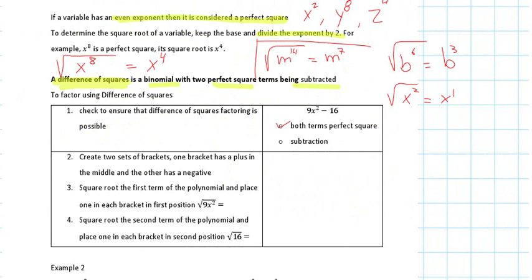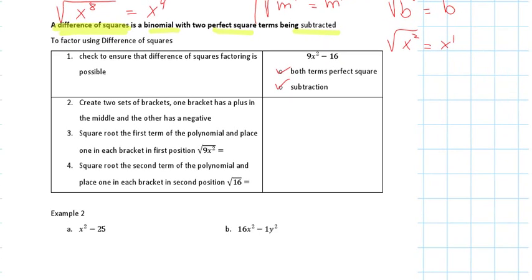Do I have a minus between these terms? That's my second check mark. So anytime you're going to do the difference of squares, in your head, you're going to have to do these check marks. Okay? Now let's see how we are going to factor it. Because remember, the whole goal of this is to factor.